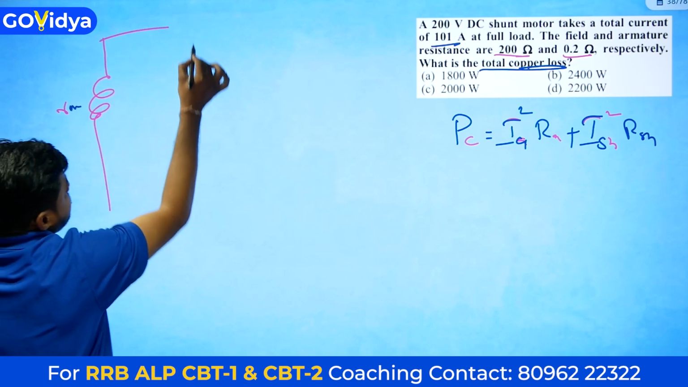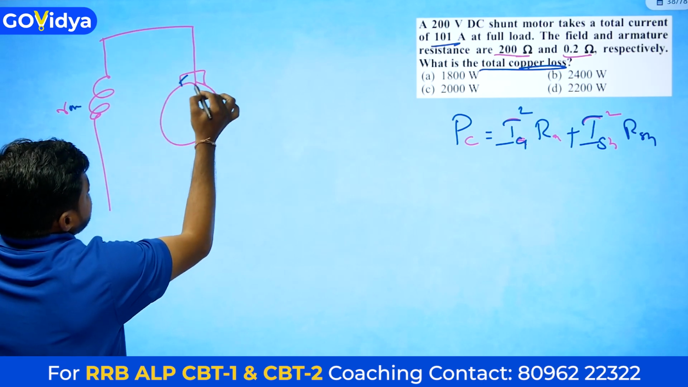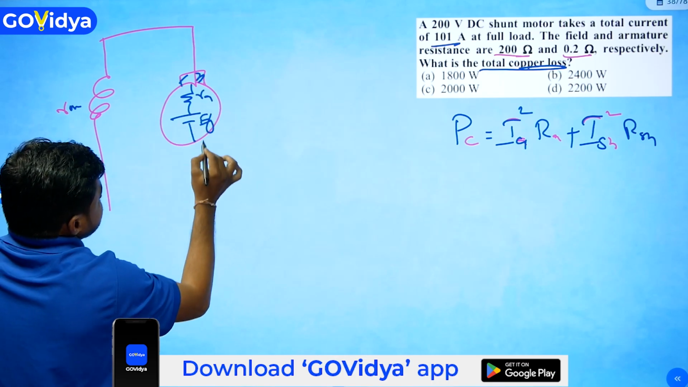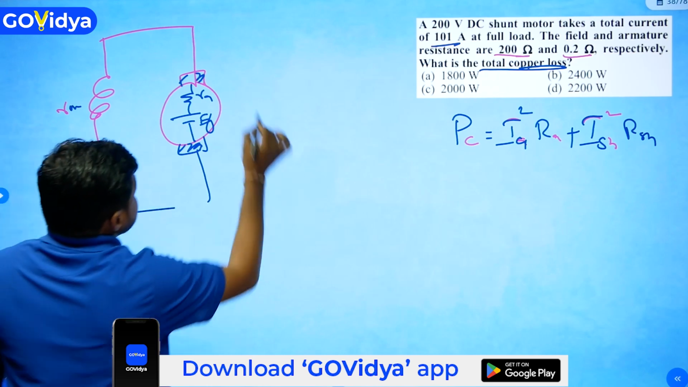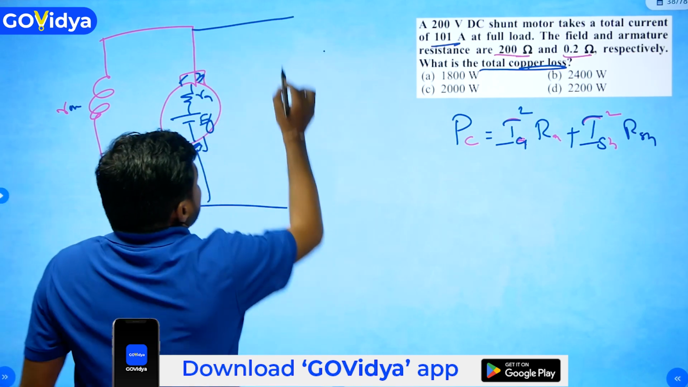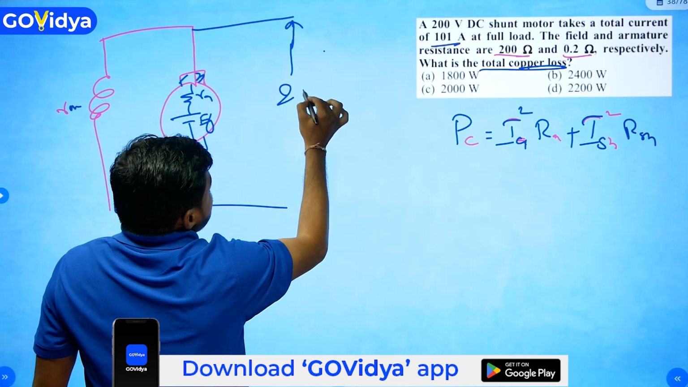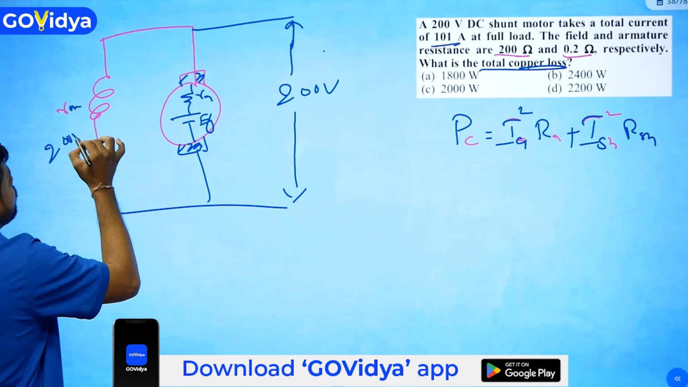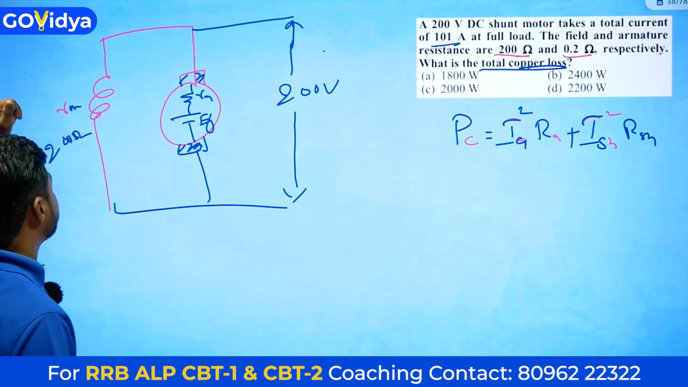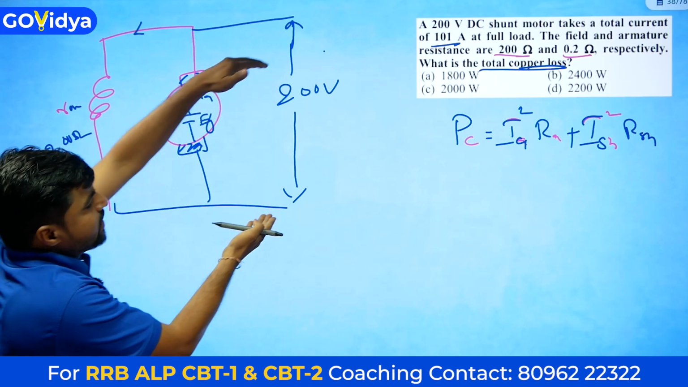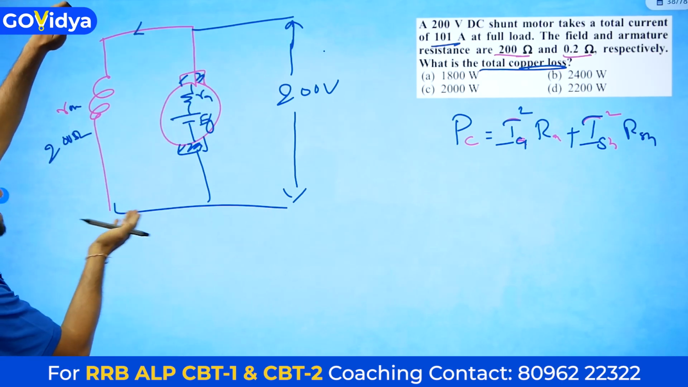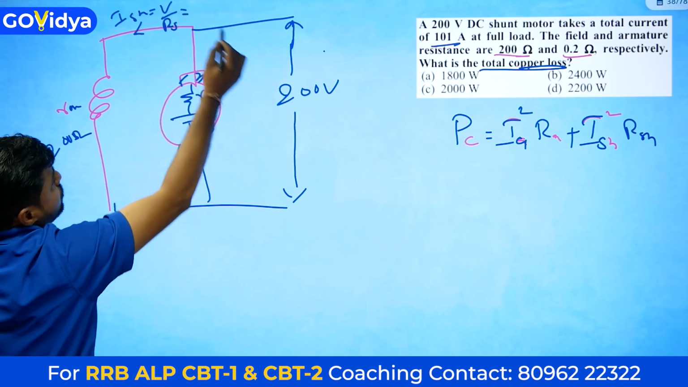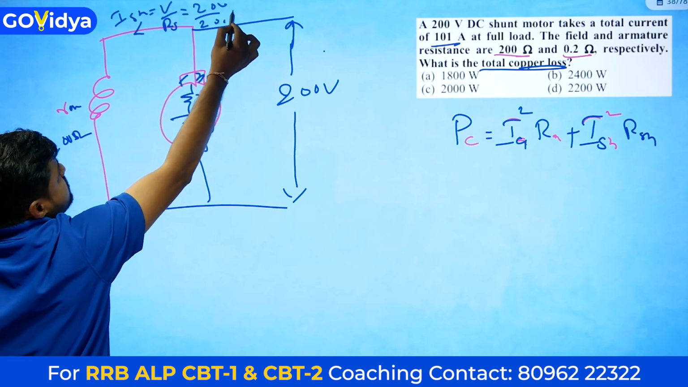RSH, this is EG, this is RA. The terminal voltage is 200 volts. The shunt field resistance RSH is equal to 200 ohms. Now the shunt field current ISH: here 200 volts is applied across the shunt field. ISH is equal to V by RSH, 200 by 200 ohms, is equal to 1 ampere.